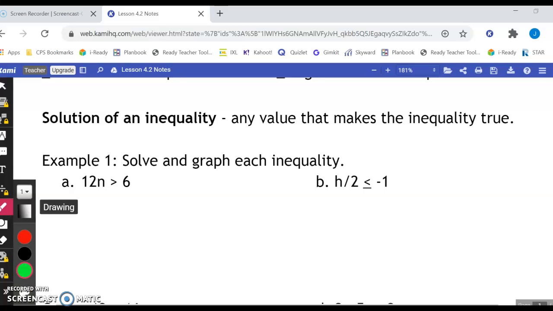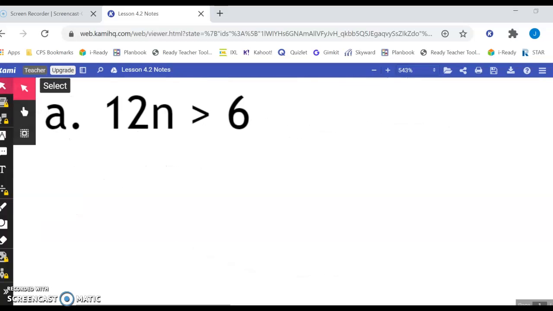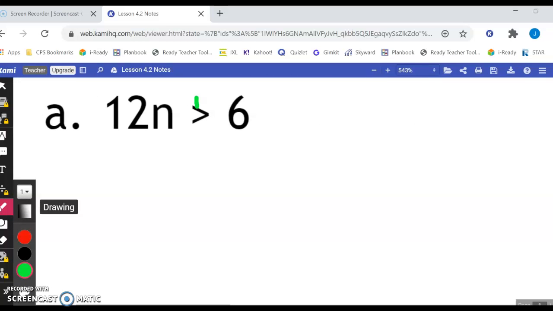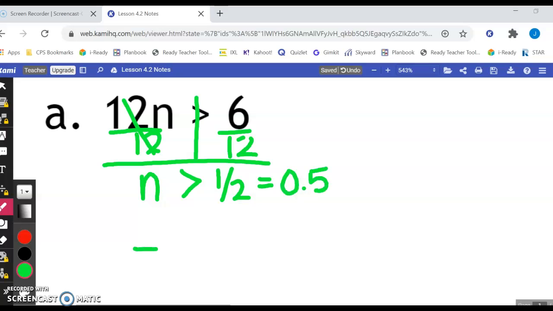So example 1, we're going to solve and graph each inequality. So this first one, 12n is greater than 6. So we're going to treat this just as if it was an equal sign, and we are going to have to divide by 12 on both sides. So the 12s cancel, we have n, we bring down that sign, and 6 over 12 is the same thing as 1/2. So we're going to leave it as a fraction, 1/2. You could write 0.5 if you wanted to.